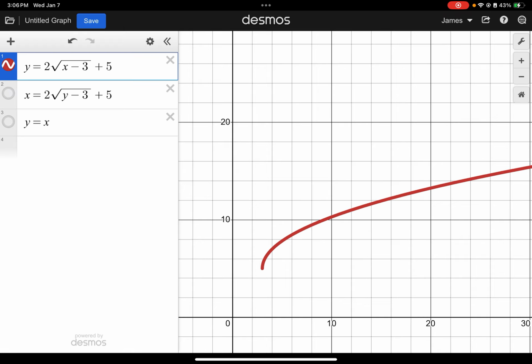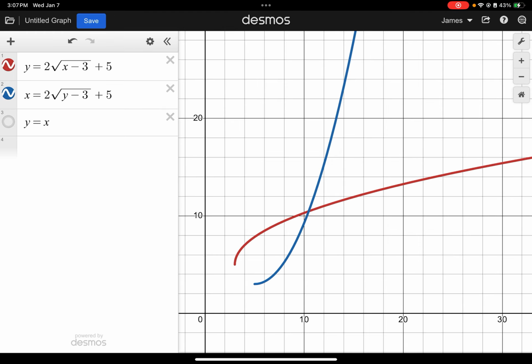Now, remember, to find the inverse, all you have to do is switch x and y. Now, we have to go a little bit further when we do it on pen and paper because then we solve for y. But quite honestly, all you have to do is switch x and y. And when you do that, you get this graph, the blue graph. And that should look kind of cool because it's symmetric. It's symmetric across the line y equals x.